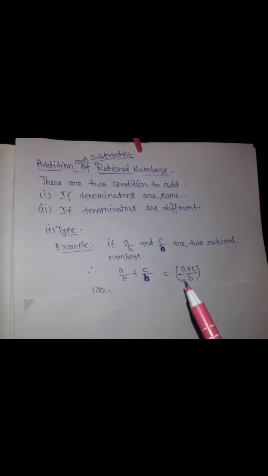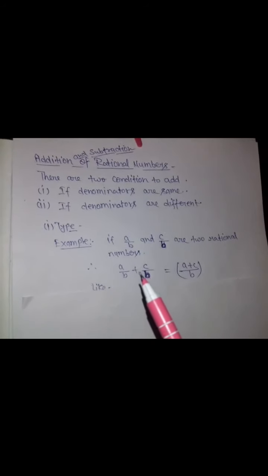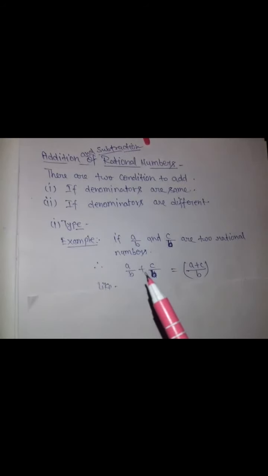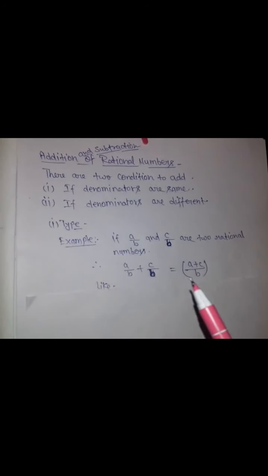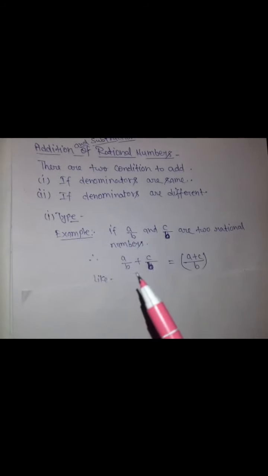That is, if the denominators are the same, then we will write only one denominator for both numerators, and whatever the operation is, whether plus or minus, we will add or subtract the numerators like this. The denominator b stays the same, and a and c will be added like this, a plus c. This is the answer.